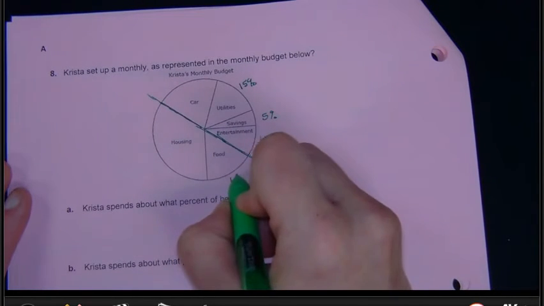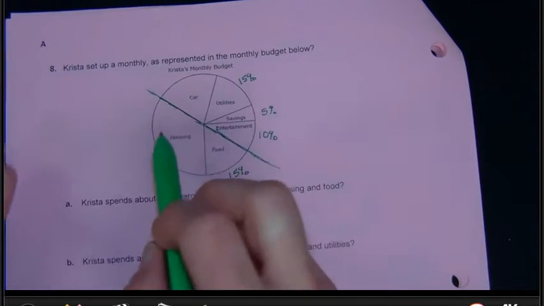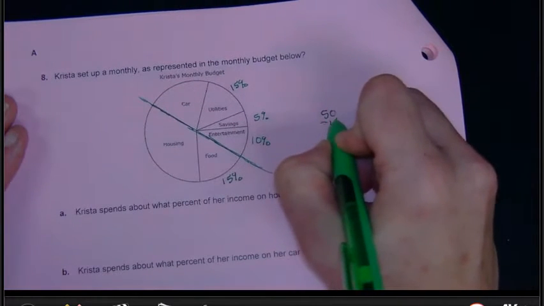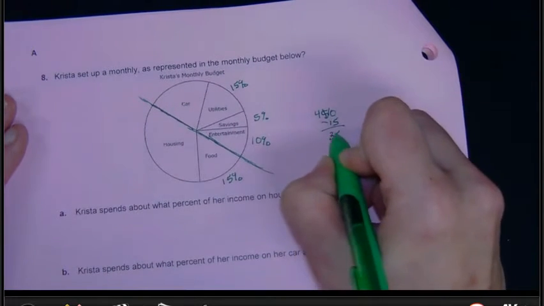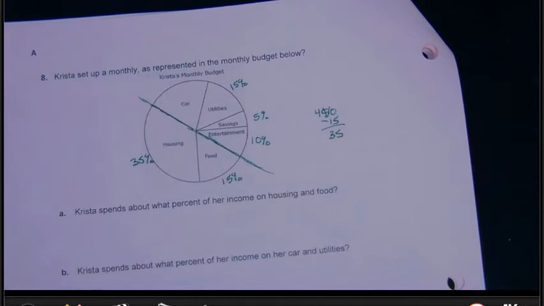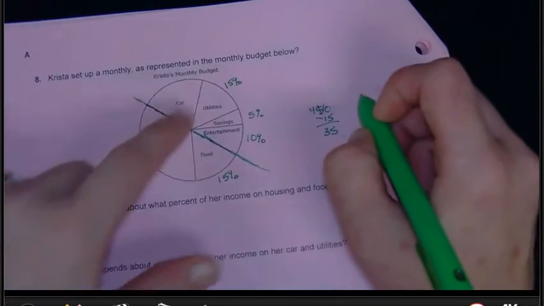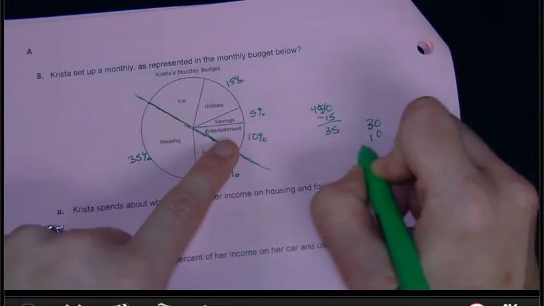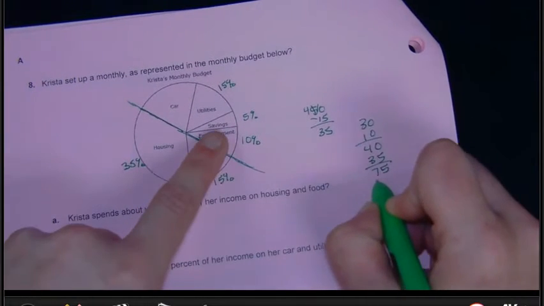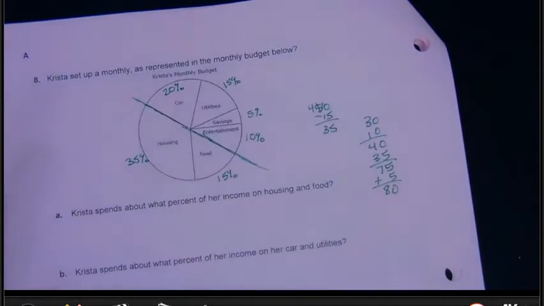Utilities and food, they look equivalent to me at 15%. Okay. Well, I know that housing and food, based on drawing this line in half, are exactly 50%. So 50 minus 15 is 35. So 35% is left. Okay. And then I have one last piece that's left, and I need to figure out this. So 15 and 15, that's 30. Plus 10 more is 40. Plus 35 more, 4, 5, 6, 7 is 75. Plus 5 more is 80. So it looks like my car is left at 20%.